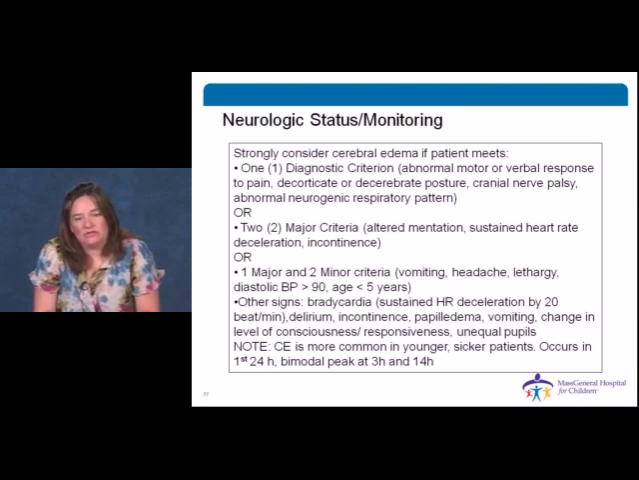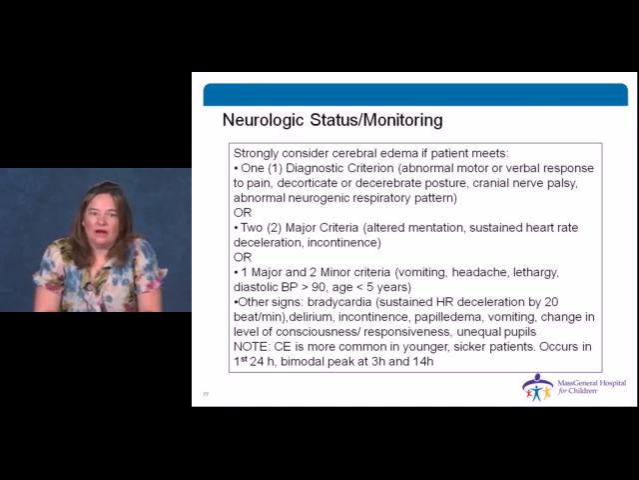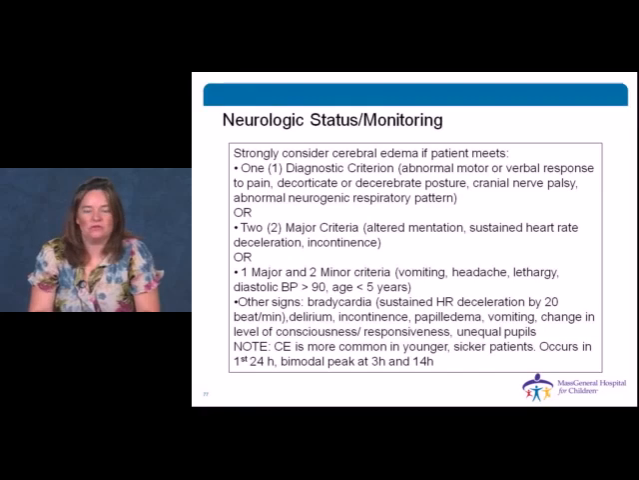If the patient starts to exhibit two major criteria, which would be altered mentation, sustained heart rate deceleration, or incontinence, that would suggest cerebral edema. Or if there's one major criterion and two minor criteria. Minor criteria would be vomiting, headache, lethargy, or blood pressure changes, and potentially even just a young age is a minor criterion because it's so much more likely to happen in someone under 5 years of age. You would think cerebral edema. So hopefully these would help you to diagnose this clinically, start treatment, and not feel like you have to rely on a CAT scan, so that you can get things moving earlier.